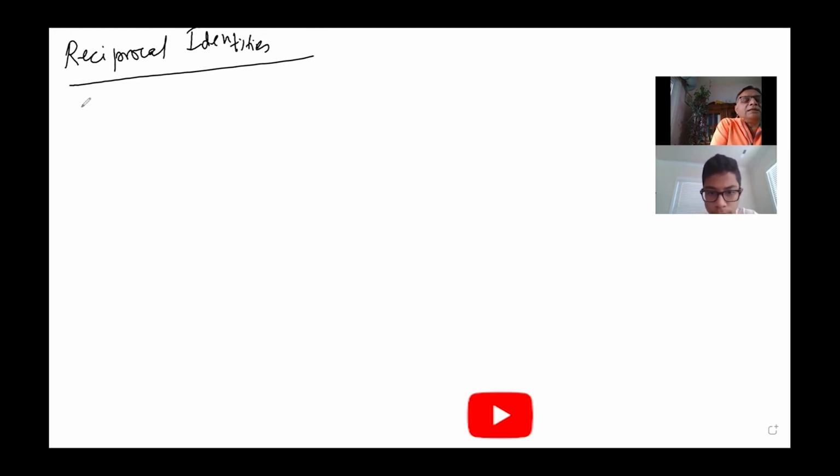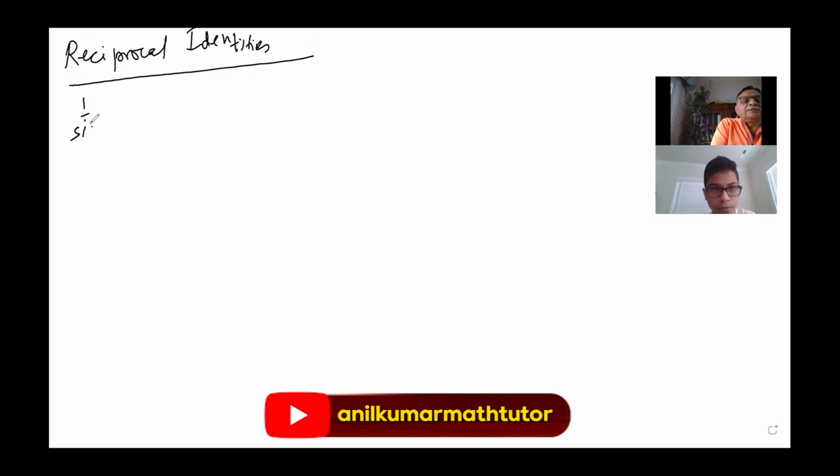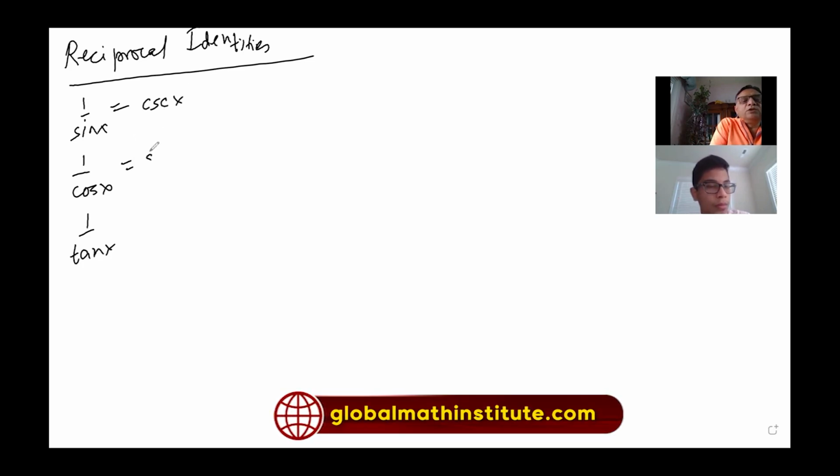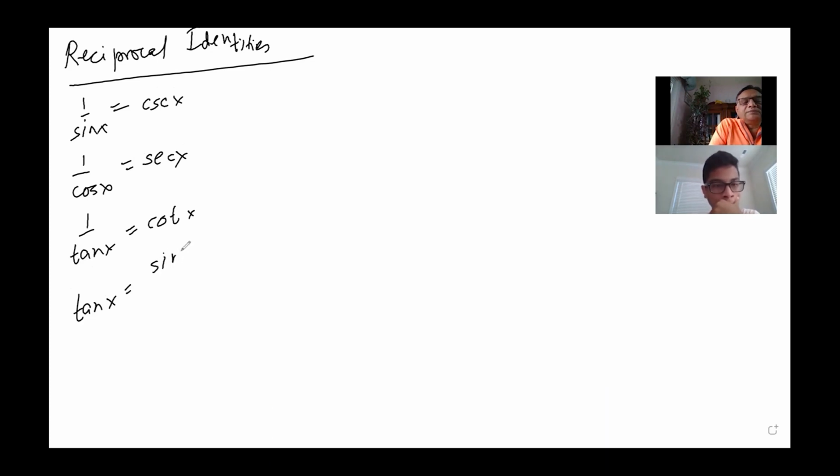So in reciprocal identities, we know 1 over sine x equals to what? Cosecant. Correct. All should be written in lowercase. Is that okay? And we also know that tan x is the ratio of sine and cosine.